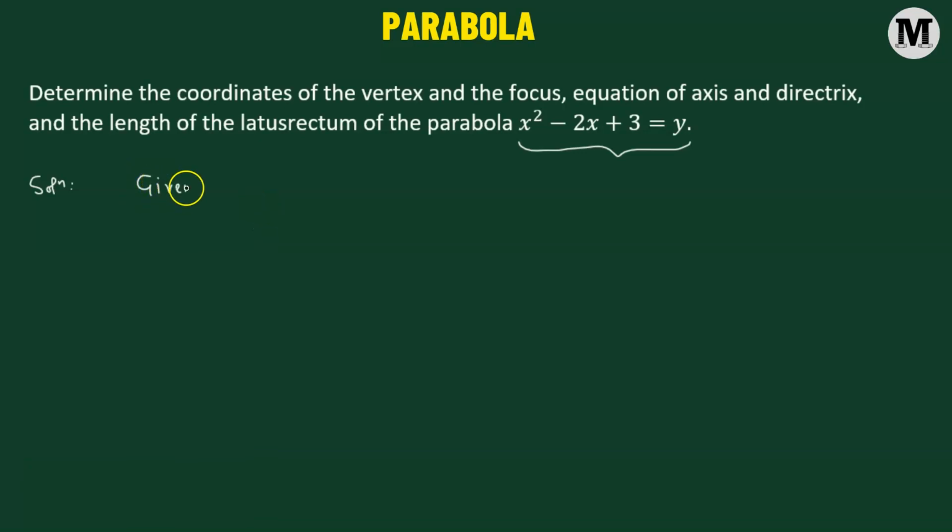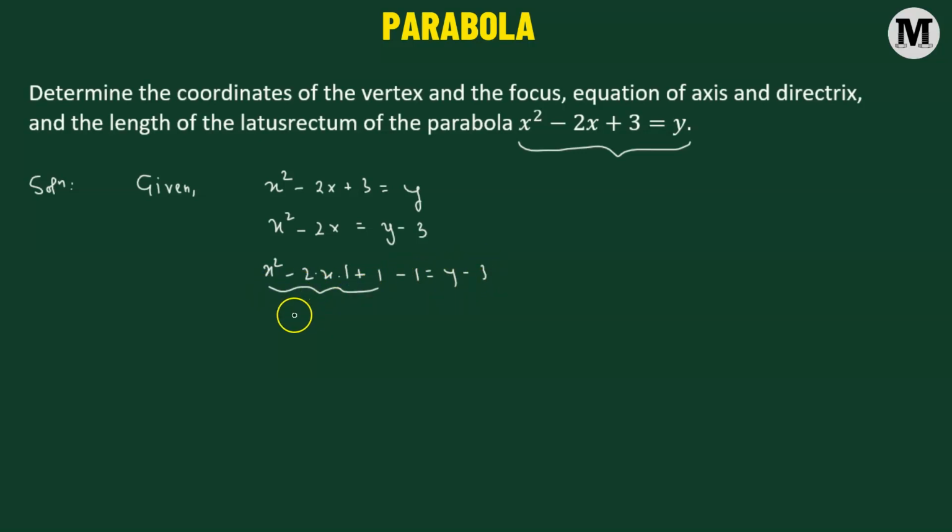So here we have x squared minus 2x plus 3 equals y. What we'll do is transpose 3 to the right hand side to get y minus 3. Now x squared minus 2x, we can convert it to a perfect square. All we have to do is add 1 and subtract 1. So this will be equal to y minus 3. So x squared minus 2x plus 1 will become (x minus 1) whole squared, and we're going to transpose this 1 to the right hand side. So we get 1 minus 3, that will be negative 2. So we have y minus 2.